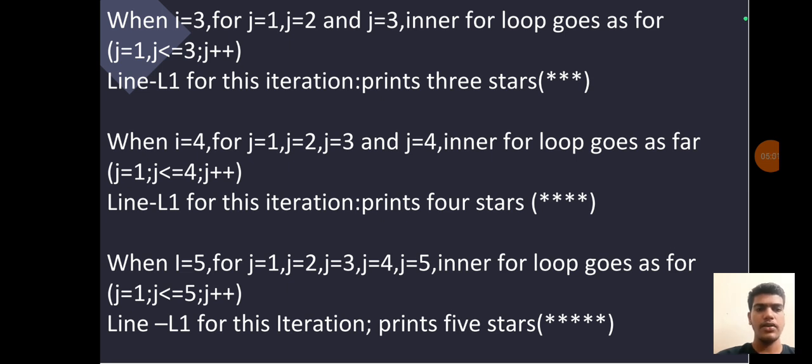The last, when i is equals to 5, j is equals to 1, 2, 3, 4, and 5, the inner for loop goes as for j equals 1, j is lesser than or equals to 5, and then j increments. So how many stars does it print? This line L1 for this iteration prints 5 stars.